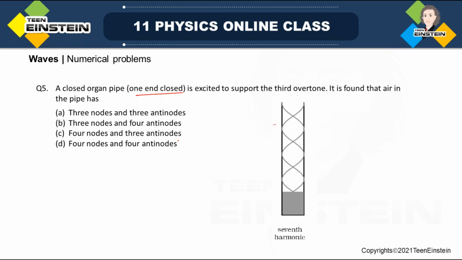For that, you need to first know what is overtone and how it is related to harmonic. We know that in case of a closed pipe, or one end closed pipe, only the odd harmonics will be excited, not all. All the harmonics will be excited in case of both ends open.